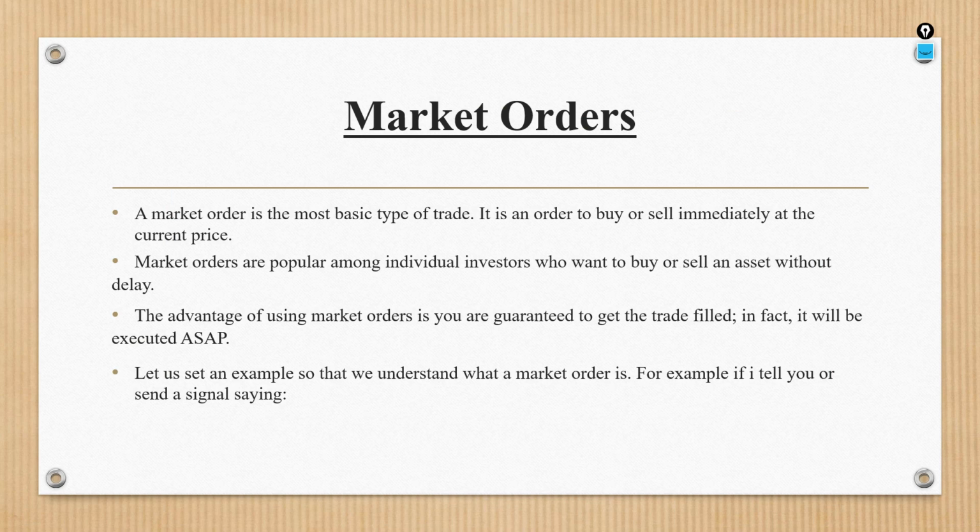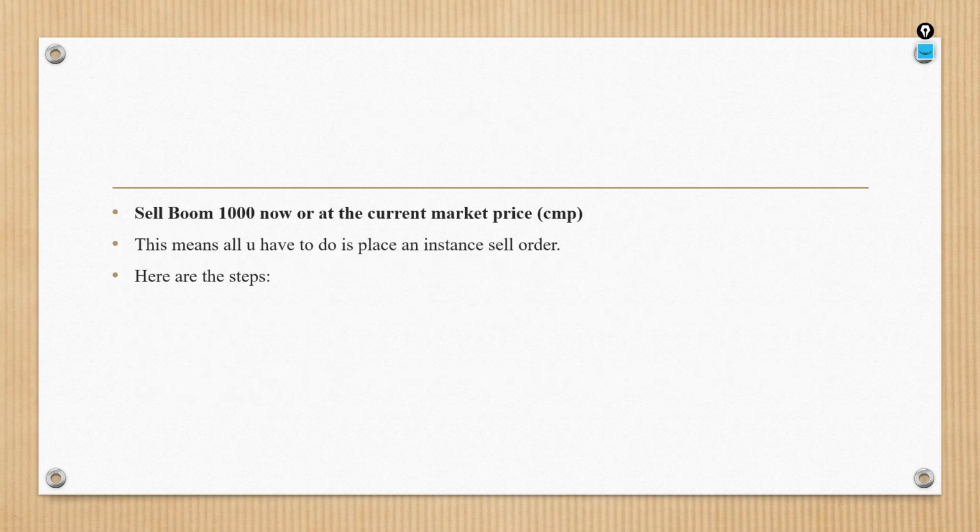So the first type of market order is called an instant execution order. With this type of order, once you place buy or sell, you enter the market at that same price. Whatever price it is, you enter the market without delay, right? So for instance, I tell you to sell Boom 1000 now, or I say at the current market price, or CMP. CMP simply means current market price. This means all you have to do is place an instant sell order.